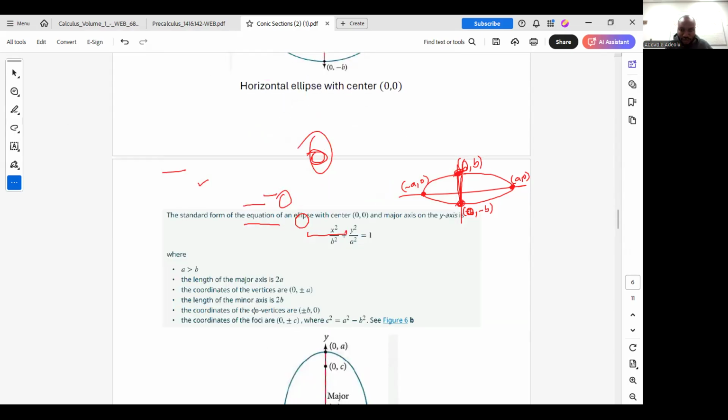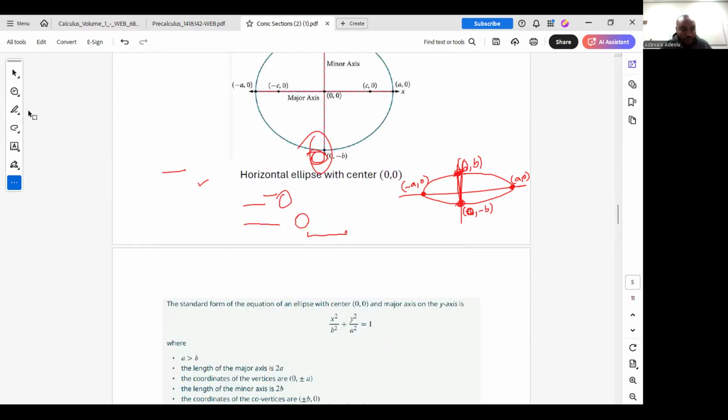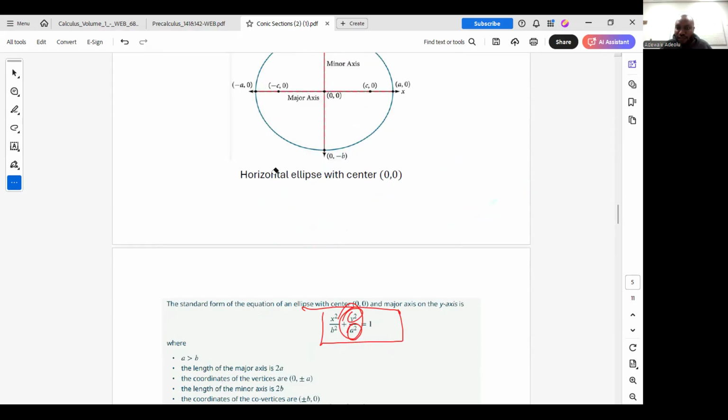In this case, look at another version of the equation. You will see my A is under Y. That is to tell you that the major axis is along Y. Another thing we should know is that you will always have the vertices on the major axis, and you will always have the foci on the major axis. So please take note of that.